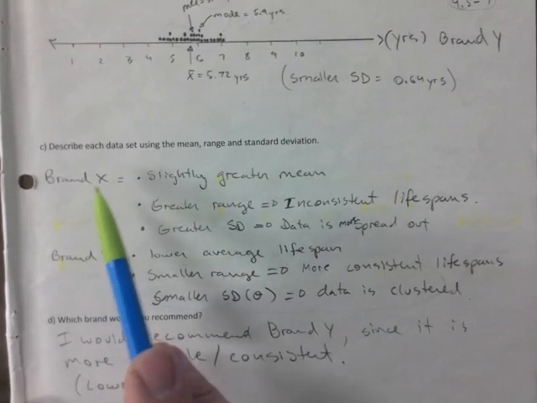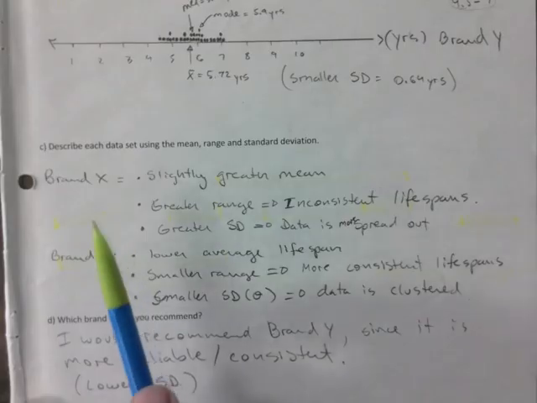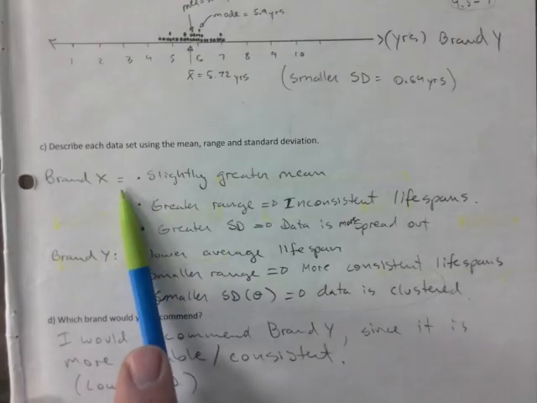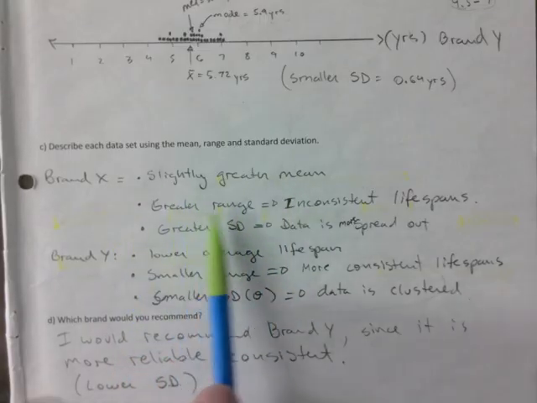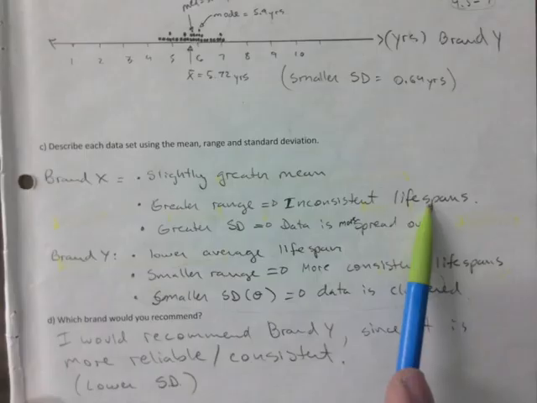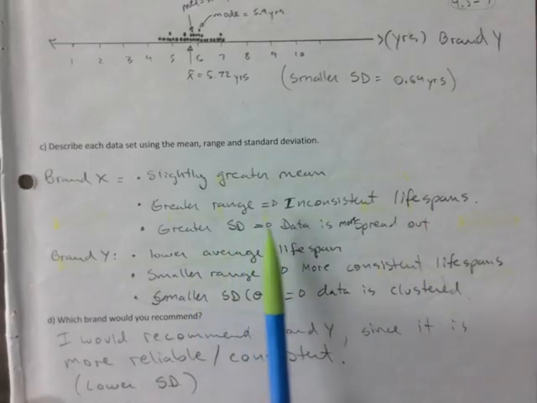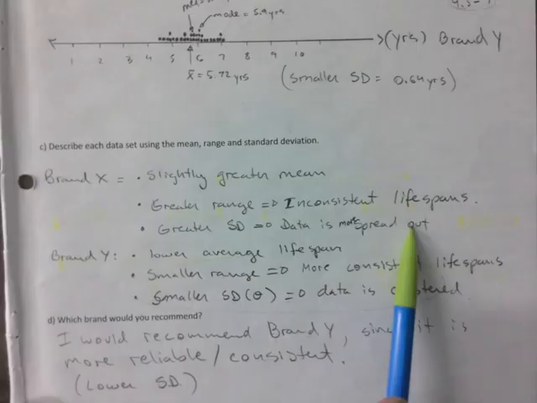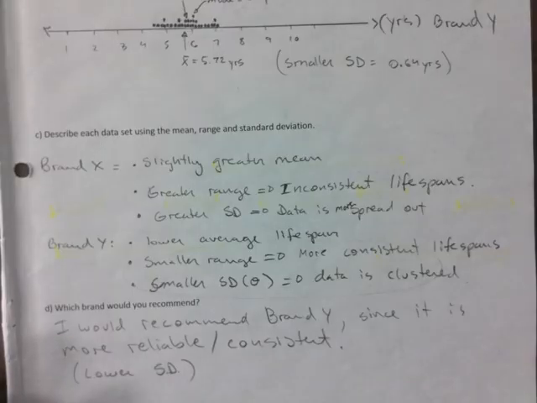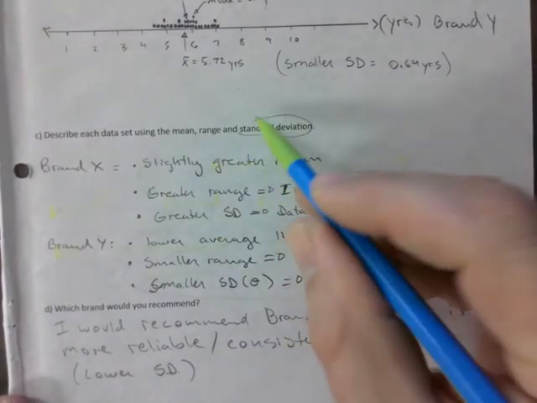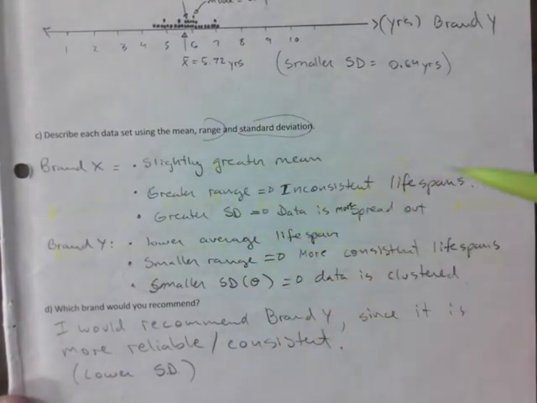Maybe the key you got is a little different because I've got various slides of this. So brand X has a slightly greater mean, greater range, inconsistent lifespans. Greater standard deviation means that data is more spread out. Okay, so you don't have to do both. Pick, right? Just talk about one. I do want to see keywords are standard deviation and range, right, and so forth.